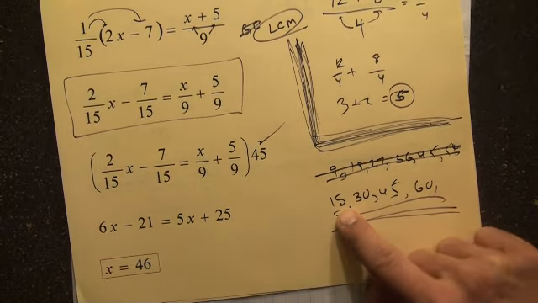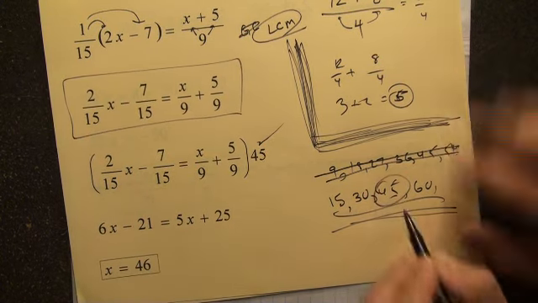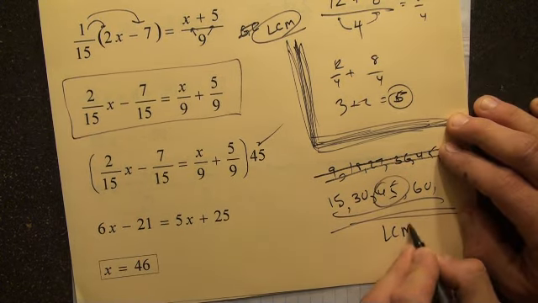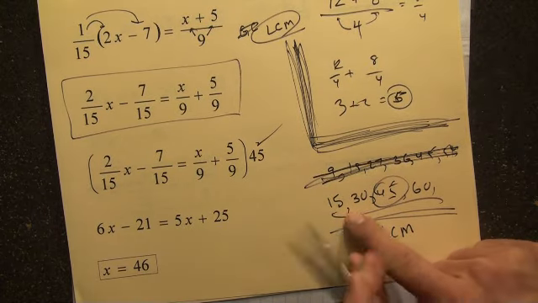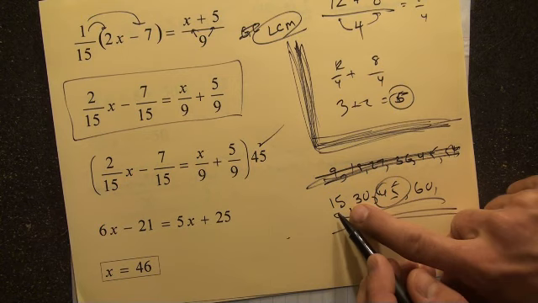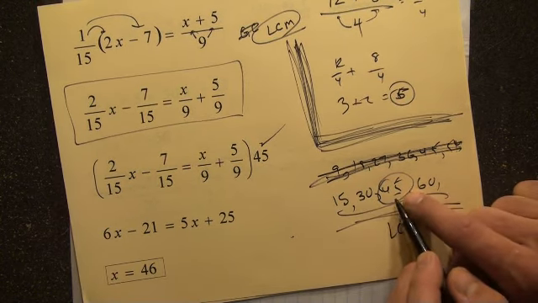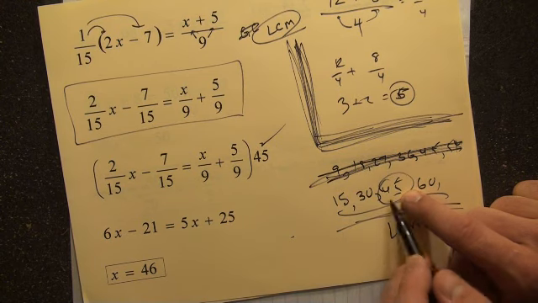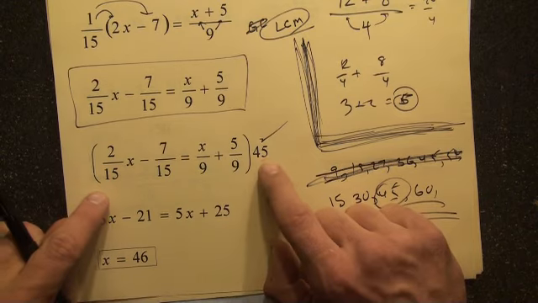Start with 15. Does 15 divide by 9? No. Does 30 divide by 9? No. Does 45? Yes. Guess what that is? That's the lowest common multiple. You don't need to list both. Just take the higher number, list the multiples, and then test that one. Does that divide by 9? No. Does that divide by 9? No. Oh, yes. Therefore, that's the lowest. If you start from the lowest, that's the lowest that they have in common. Lowest common multiple. Now, we're going to go ahead and multiply.